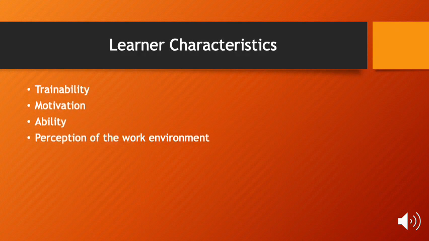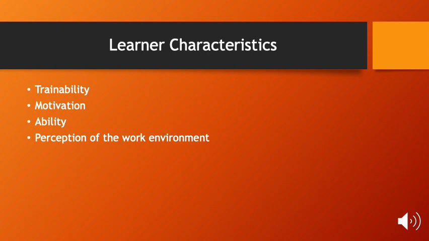To maximize the positive transfer of training, trainability, motivation, ability, and perception of the work environment are 4 training characteristics that should be considered. Concerning the discrimination training design, trainability is essential for human resources development. The employee must be motivated to do well and learn the material presented. Without motivation, there will not be a transfer of learning, and the money, time, and effort spent on the training will be wasted. Trainees must also have the ability to learn.